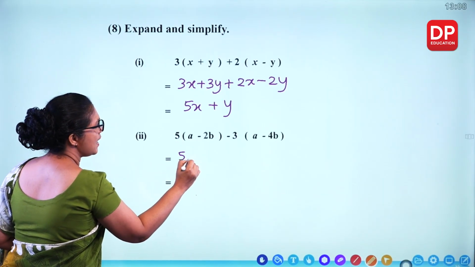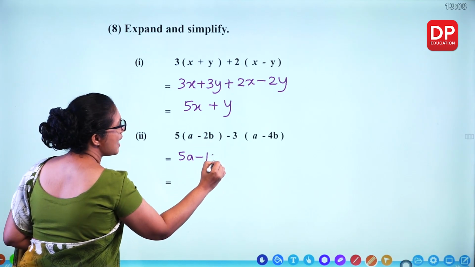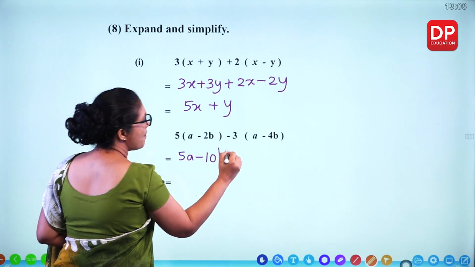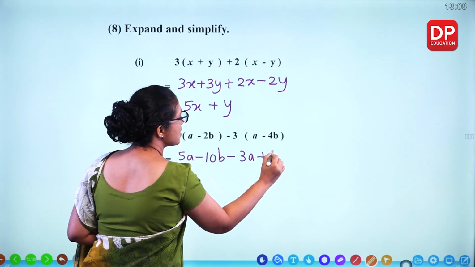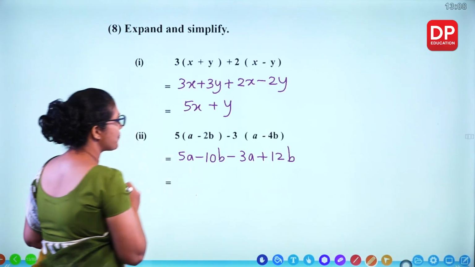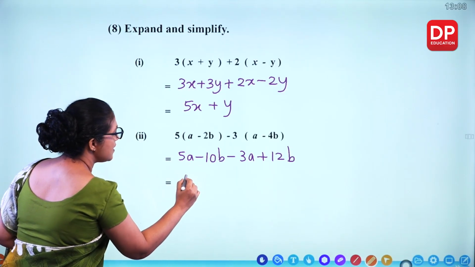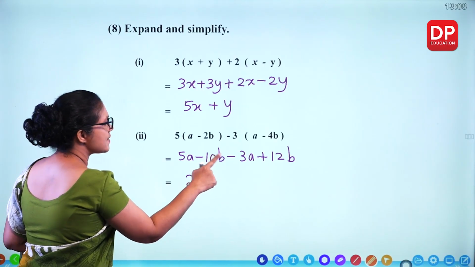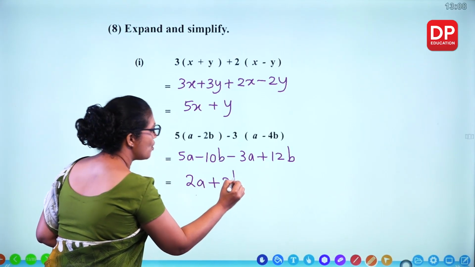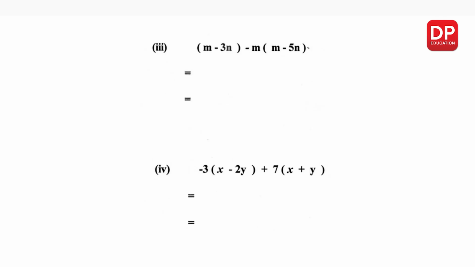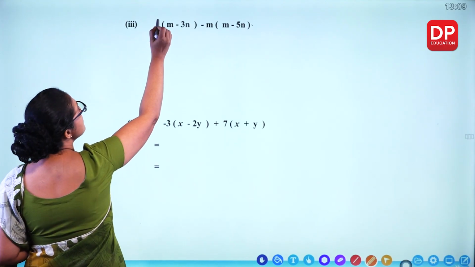Here 5a minus 10b, minus 3a, minus into minus plus 12b. 5a and minus 3a, 2a, minus 10 and plus 12, plus 2. So, plus 2b.